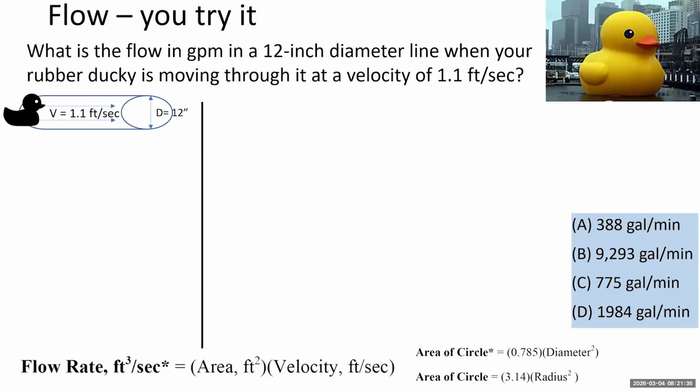So what is the flow in gallons per minute in a 12-inch diameter line when your rubber ducky is moving at a velocity of 1.1 feet per second? So your turn to try it, guys, and I'll give you a couple minutes, and then I'll walk through the answer and see how it went.